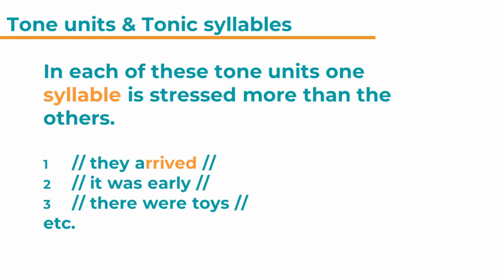Number 2, it was early. Here, the first syllable is stressed in early. Early also consists of 2 syllables, but here the first syllable is stressed. Number 3, there were toys. Here, toys is stressed. Toys only consists of 1 syllable, and therefore that is the one that is stressed.